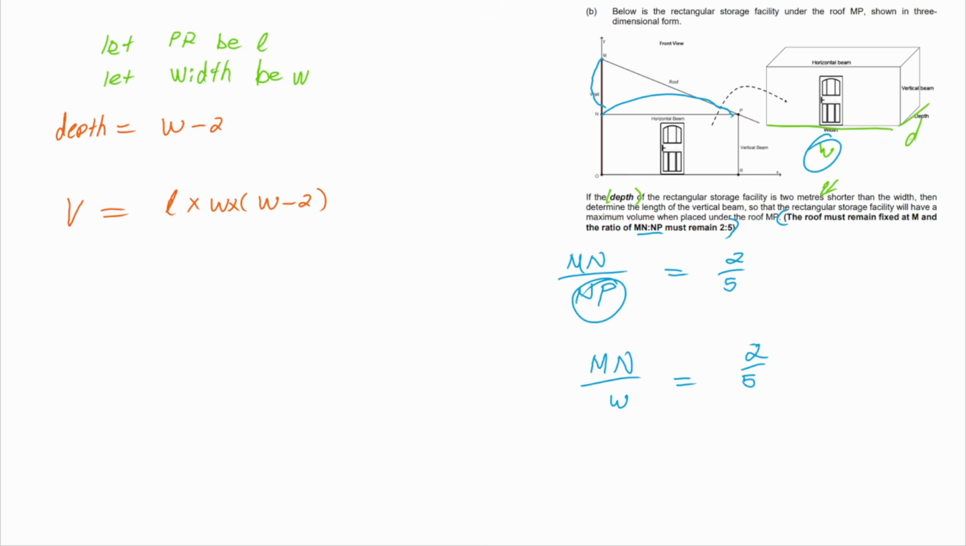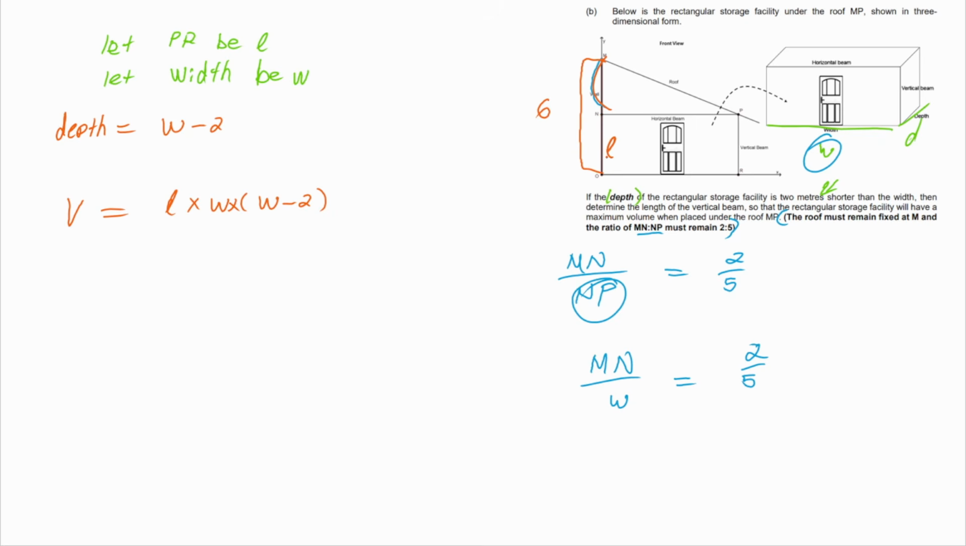But now we need to think, how can we relate MN, this distance, to another part of our storage facility here at the bottom? We related this beam up here to our width. Now we need to relate this distance over here with the length or something else. The thing is, we know this total distance is 6, right? And what is this?